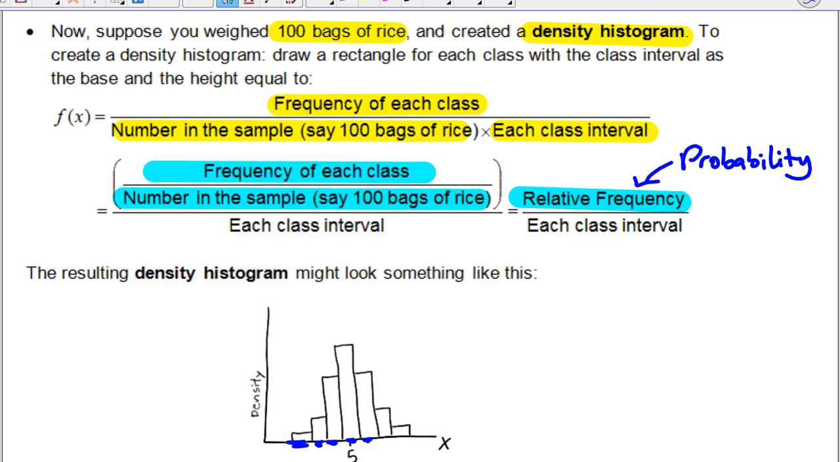So basically, this formula here is simplifying to this. It's simplifying this bit here. So this is what density is equal to. Your density, what's going to be on the y-axis, is relative frequency divided by each class interval. Once you do that and you get your values right, the resulting density histogram may look something like that, whereby on the x-axis you have your class intervals, and on the y-axis you have your density, which is basically relative frequency divided by each class interval.